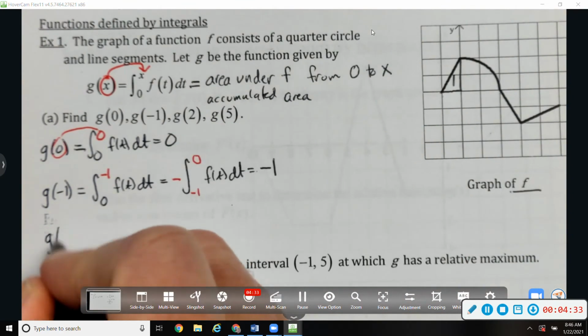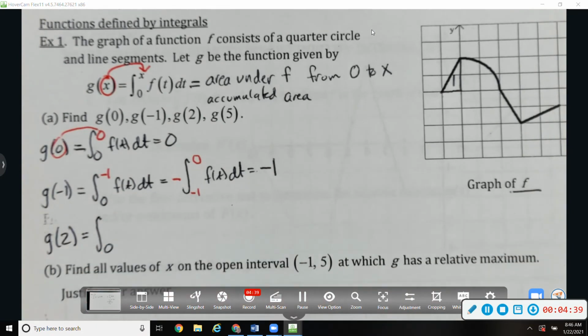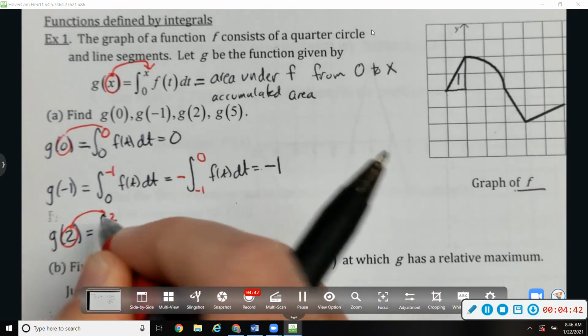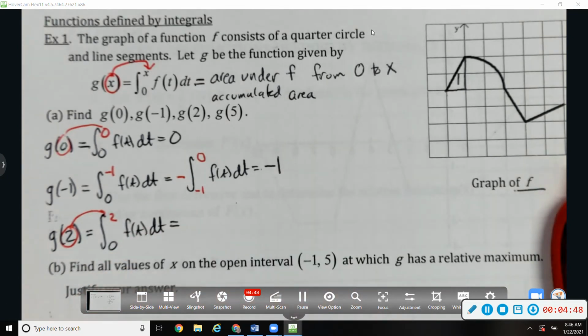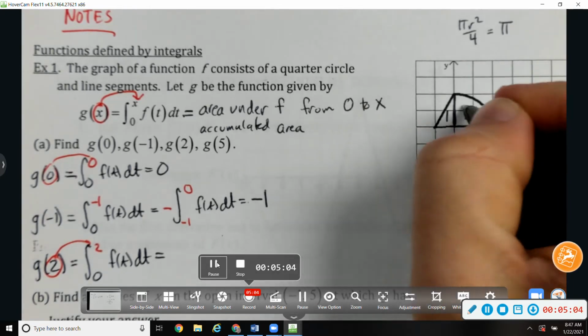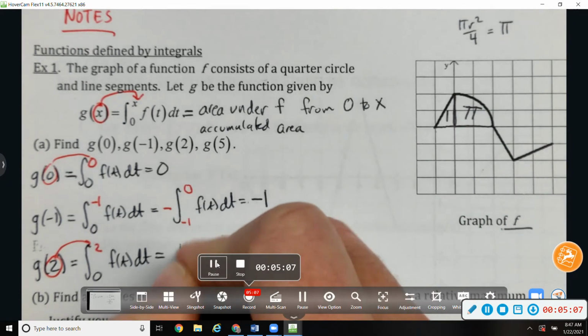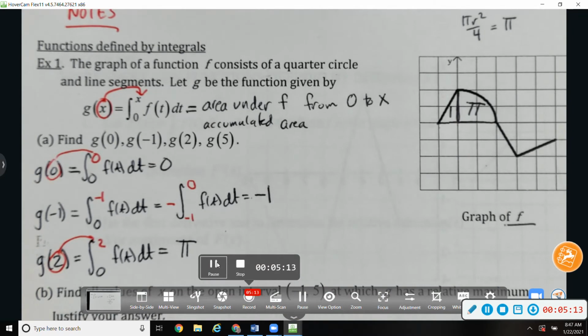g of 2. So the integral from 0 to 2 of f of t dt. Why don't you try that one, and then we'll compare answers. It's a quarter circle, so pi r squared over 4. r is 2. So that area would be pi. So my answer is just pi. The accumulated area from 0 to 2 is pi.